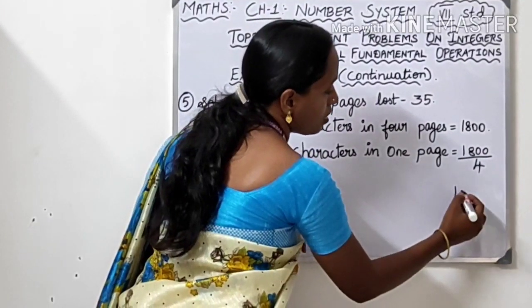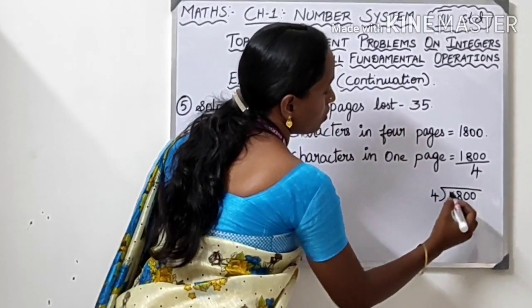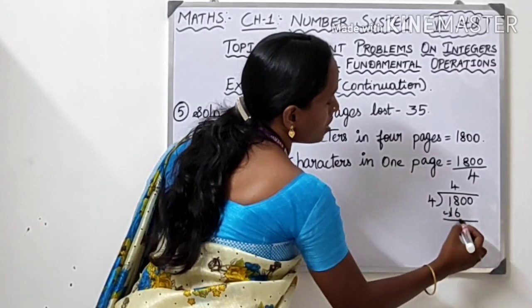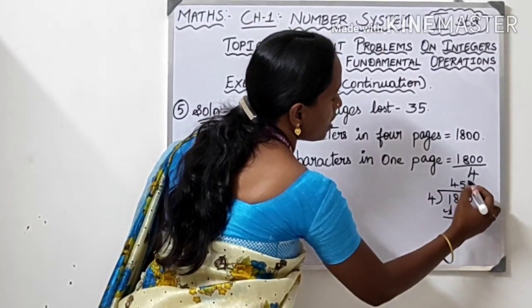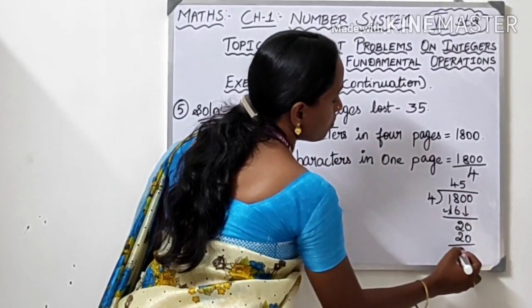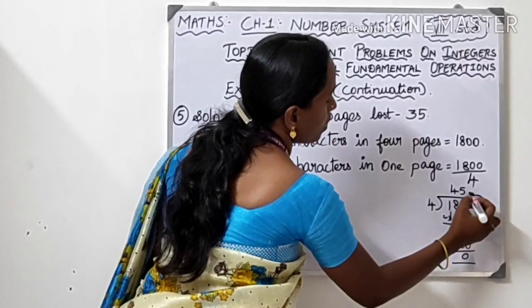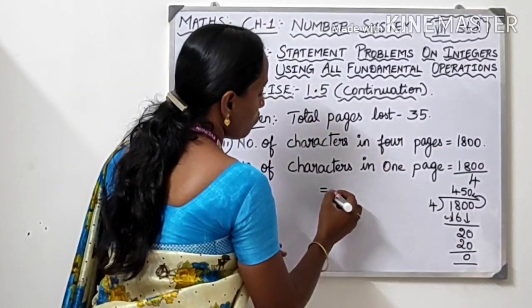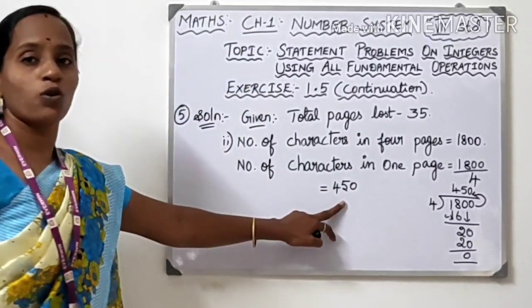Let's divide this 1800 using the 4 table. 4 4s are 16. If you subtract this, the balance is 2. Bring down the 0. 4 5s are 20. One more 0 is left over in the 1800, so it can be taken to the quotient. So our answer is 450. So the number of characters in one page is 450.